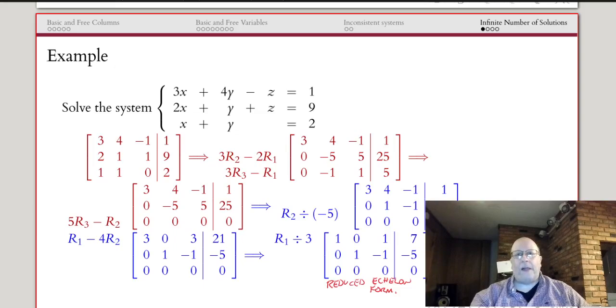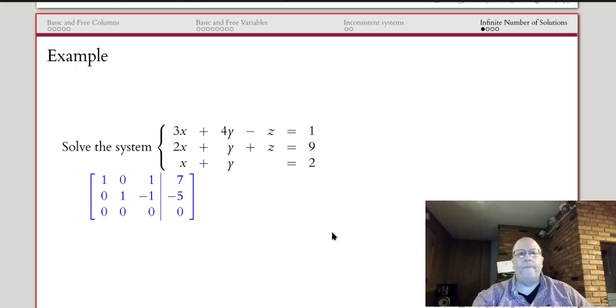So on the next slide, I'm going to clear out all of this scratch work. I'm going to keep this matrix right here, and we're going to talk about the reduced echelon form. I'm just clearing out some of the clutter. So let's talk about what's happening here.